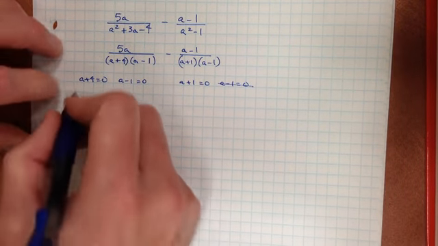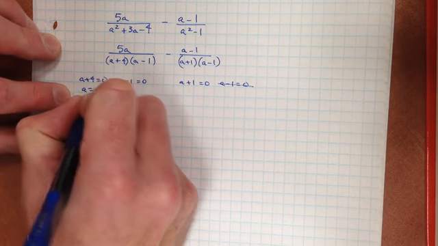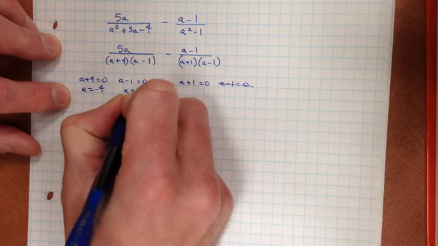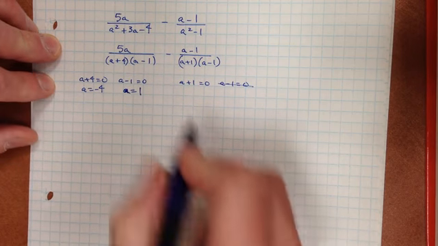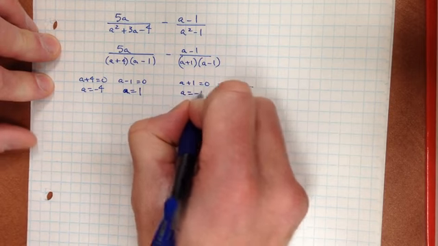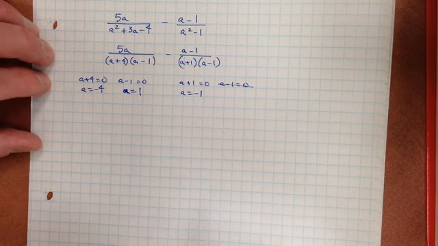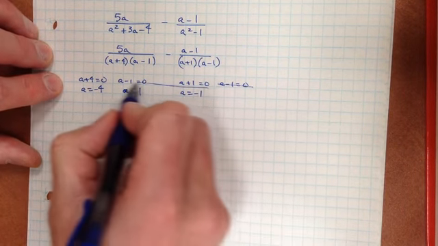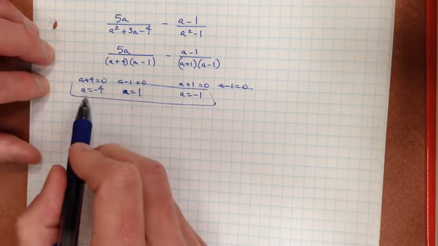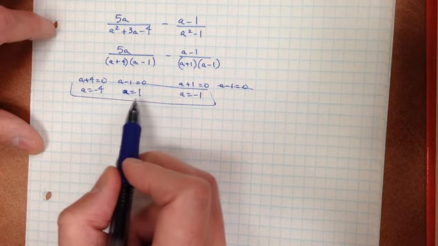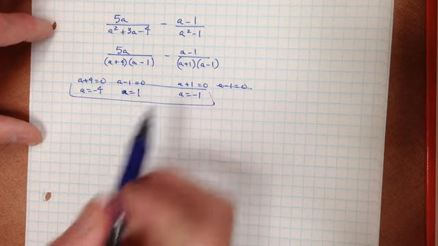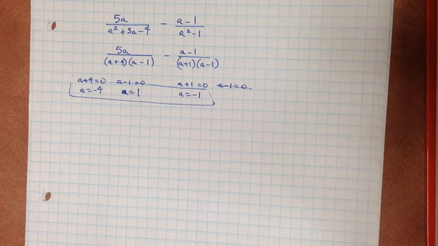I solve each one of these. A equals negative 4, a equals 1, and a equals negative 1 right there. Those are your excluded values for your answer. A cannot be negative 4, a cannot be equal to 1, a cannot be equal to negative 1, so we're going to need to get that into our answer.